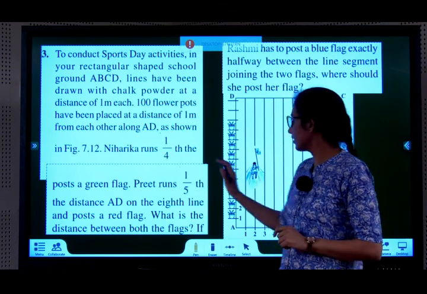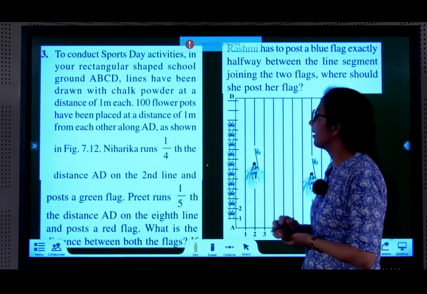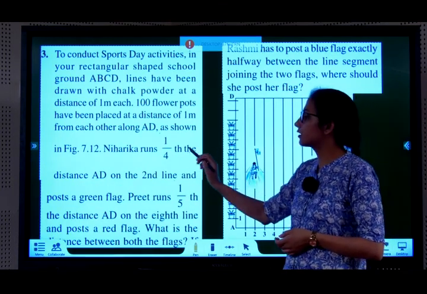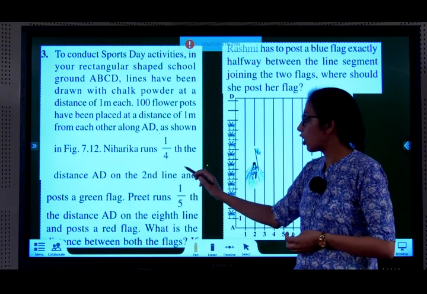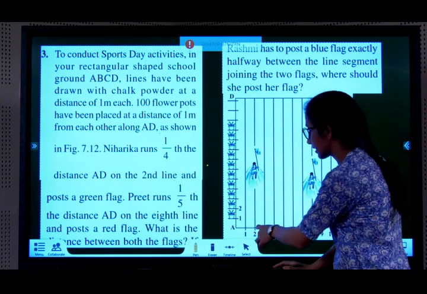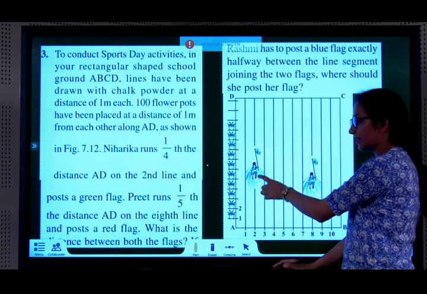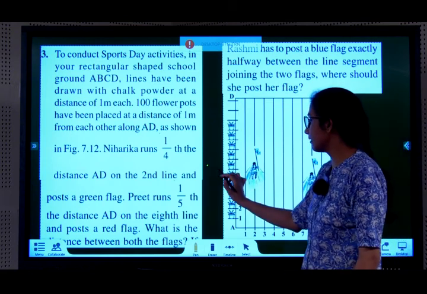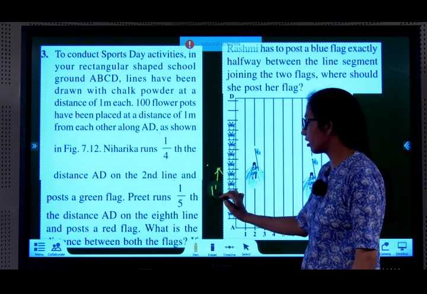As shown in the figure 7.12, Niharika runs 1/4 the distance AD on the second line. So this line here, who's running? Niharika is running. She has run 1/4 the distance of AD.